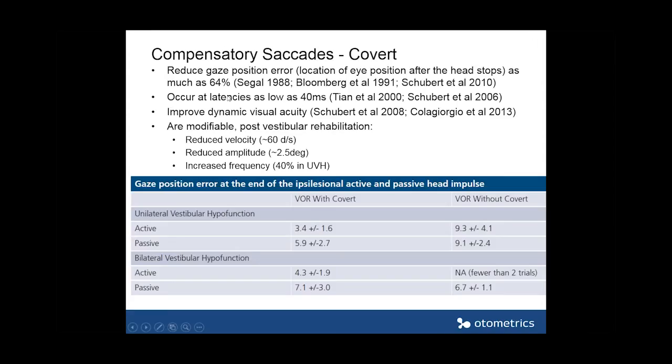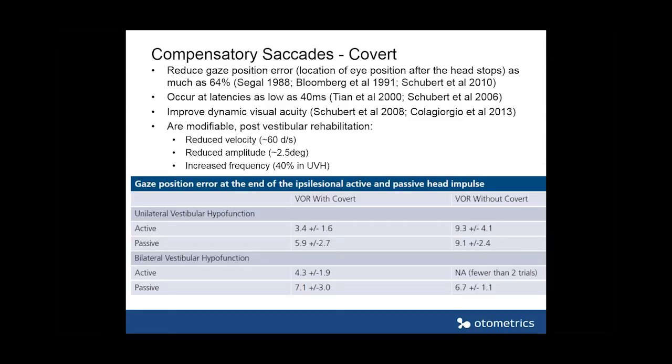The normal latency of the vestibulo-ocular reflex is about 6 to 10 milliseconds. So the brain generating these saccades does not do as good a job as the nerve, but 40 milliseconds has been reported in the literature. Most of them occur later, but they do occur earlier in some folks. The saccades have been shown to improve dynamic visual acuity. That is, when we formally measure dynamic visual acuity, folks are wearing a headband that has a rate sensor attached.